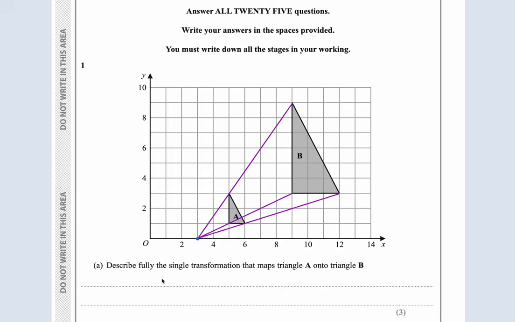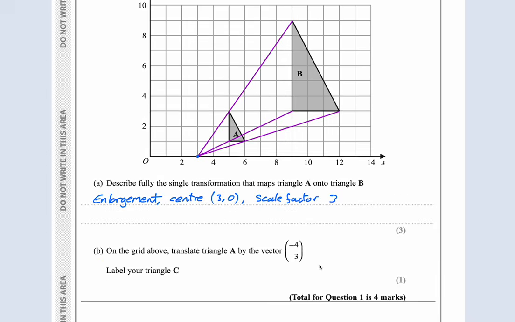So now guys, it's a 3-mark question, so you need 3 bits of information. 1 is enlargement. 2 is the center 3, 0. And then the third one is the scale factor 3. That's your 3 marks.